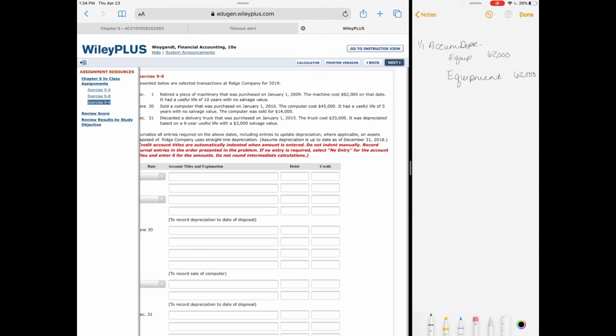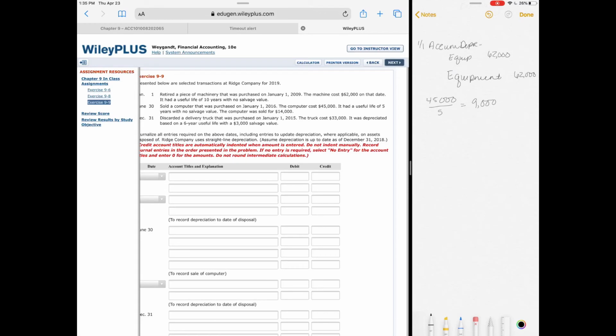Now on June 30th, it tells us that we sold a computer. It was purchased on January 1st. Computer cost $45,000, had a useful life of 5 years, and no salvage value. And we got $14,000 cash for this. The first thing we have to do, again, is to figure out how much depreciation we need to record to cover this portion of the year. So you can see they're using straight line depreciation here, no salvage value. So that means the cost of the asset divided by the useful life is $9,000.